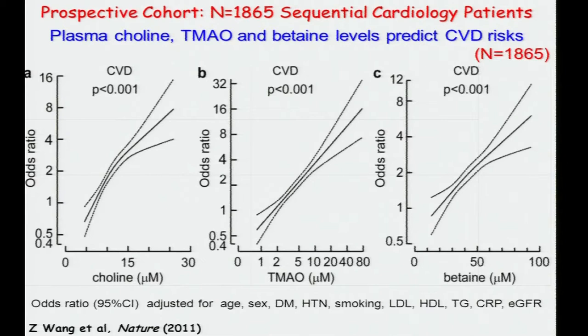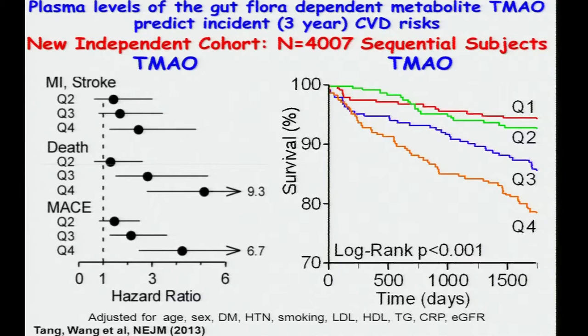If you focus your attention on the center graph, what you can see is a striking association between the plasma level of TMAO and the likelihood of having cardiovascular disease. The line in the middle is the odds ratio, and the dotted lines are the 95% confidence interval, and there's quite a steep association. If one were to look at LDL cholesterol, for example, it would be a much more horizontal line in this cohort. So this is still just associative data, but nonetheless it's compelling because it was independent of and above and on top of traditional risk factors.